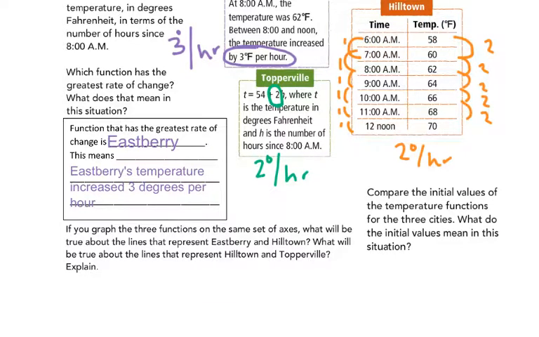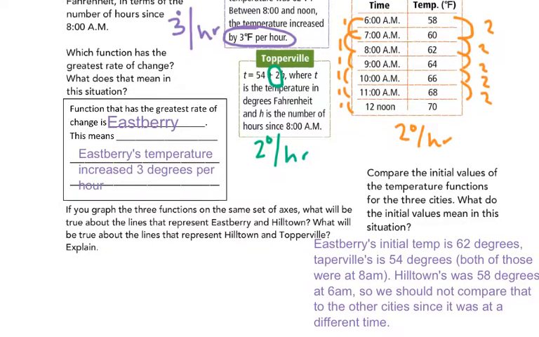So let's put that in some writing there. What I wrote is that Eastbury's initial temperature was 62 degrees, Topperville's is 54 degrees, and both of those were at 8 a.m. Hilltown's was 58 degrees, but that was at 6 o'clock a.m., so we should not compare that to the other cities since it was at a different time.